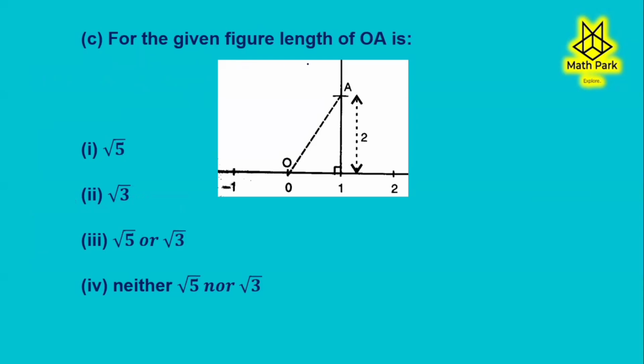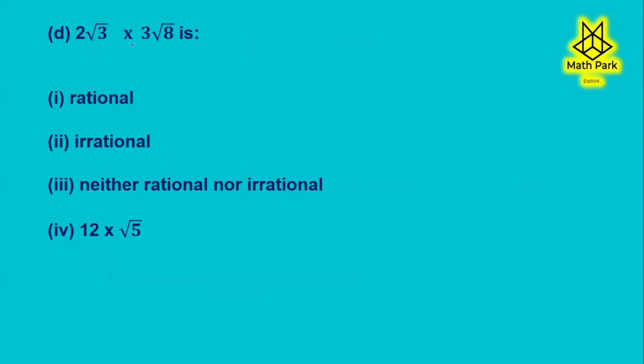From the given figure, find the length OA. So let us use the Pythagoras theorem here. To find OA, we will have a root of, this distance is 2 and this is 1. So 2 square plus 1 square, which is root of 4 plus 1, which is root 5, the correct option. 2 root 3 into 3 root 8 is what? So 2 times 3 is 6 and root 3 into root 8 is root of 24, and this is an irrational number.